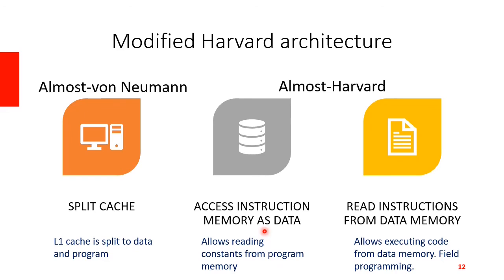In an almost Harvard machine, one feature is to access instruction memory as data. Instruction memory in a Harvard machine is separate, so you can't just access it the way that you access data. But different hardware is implemented in almost Harvard machines to access instruction memory as data. For example, constants: we can read constants from program memory. Then another thing is the other way around, reading instructions from data memory. This is another important thing.